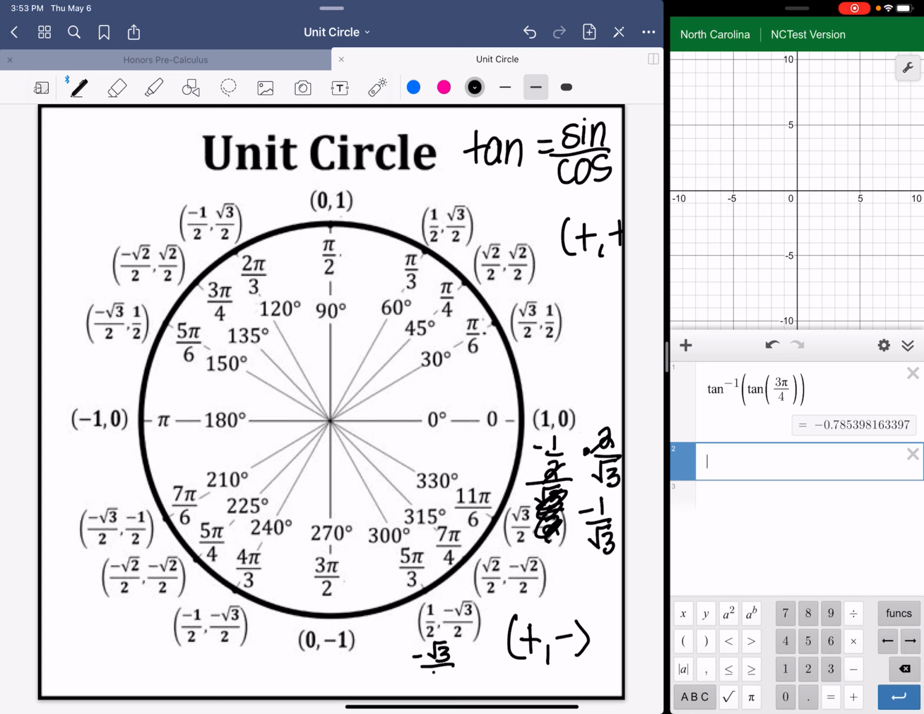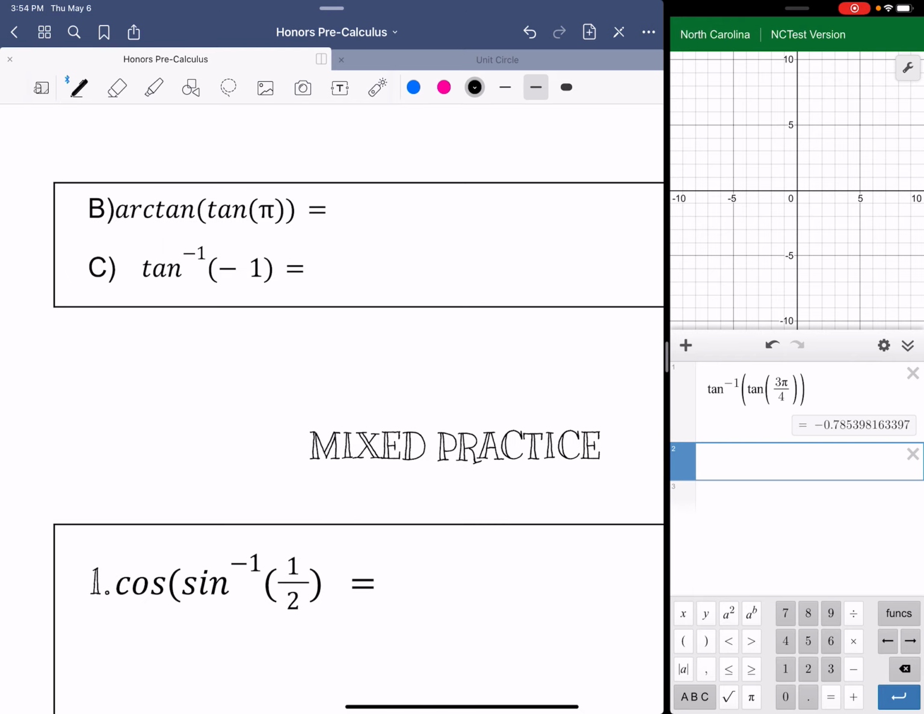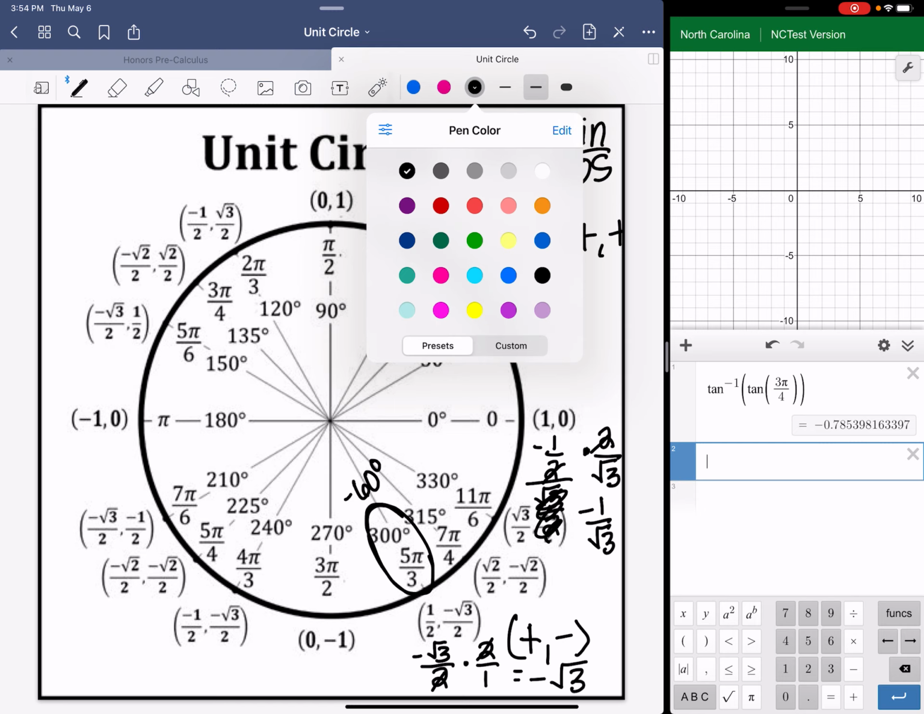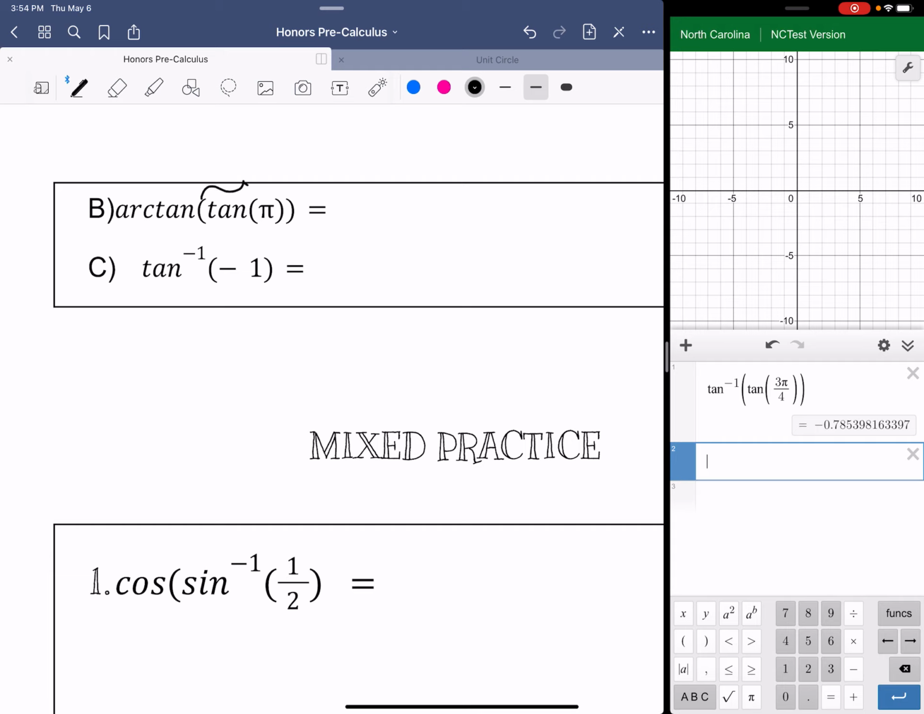So I'm going to do sine divided by cosine, multiply by the reciprocal, and that does equal negative square root of 3. So we're not going to use negative 30. We're going to be using negative 60 degrees, which is the same thing as negative pi over 3. Then we have the tangent of pi, and the inverse of that. Tangent is sine divided by cosine, so that equals 0. So far, this right here equals 0.